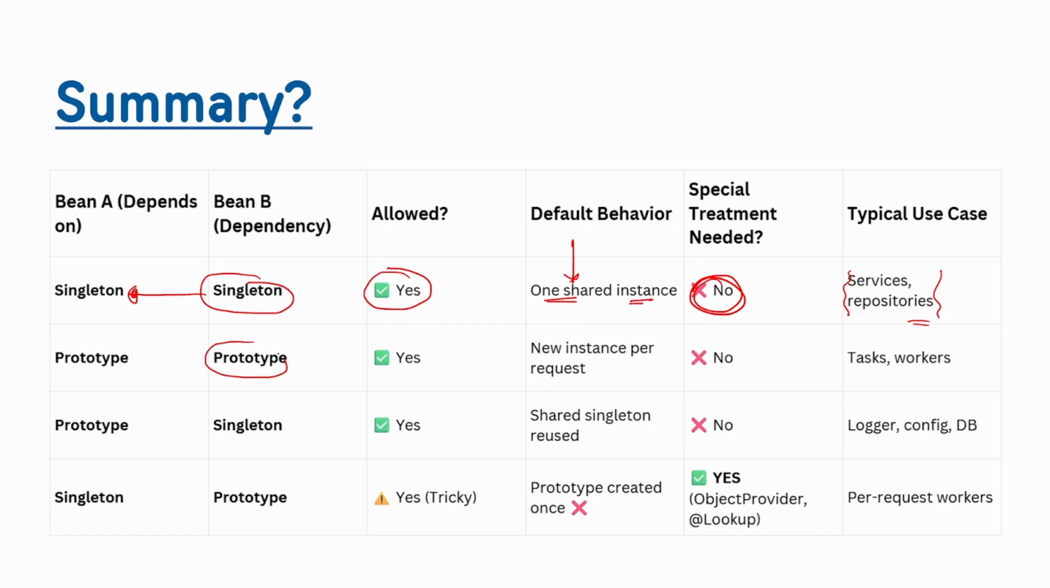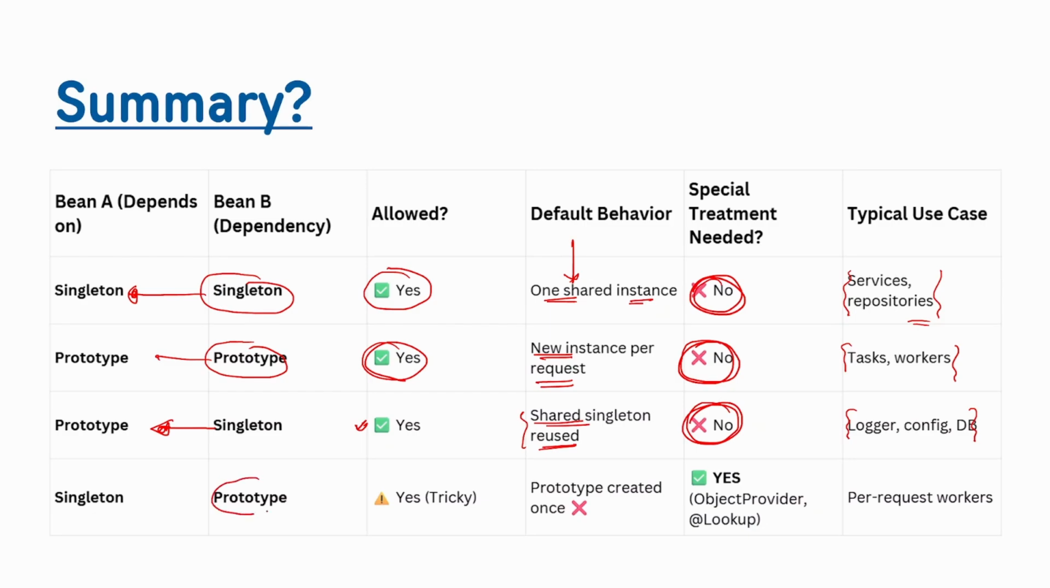Can we use a prototype bean inside a prototype bean? Yes, it is allowed. The default behavior is that a new instance will be created per request. Special treatment is required. Typical use cases are tasks and workers. Can we use a singleton bean inside a prototype bean? Yes, it is allowed. The shared singleton bean will be reused. It does not require any special treatment. Typical use cases are logger, configuration and DB.